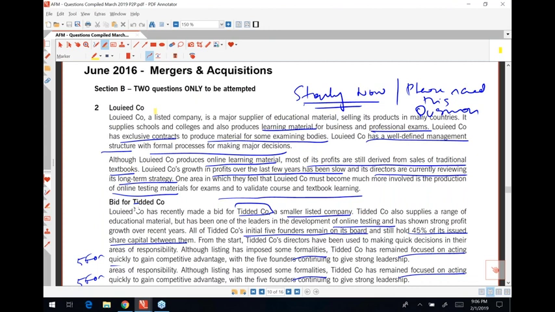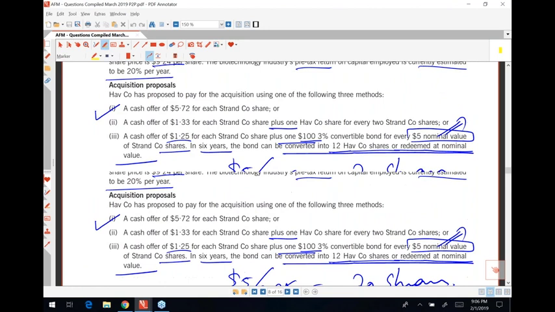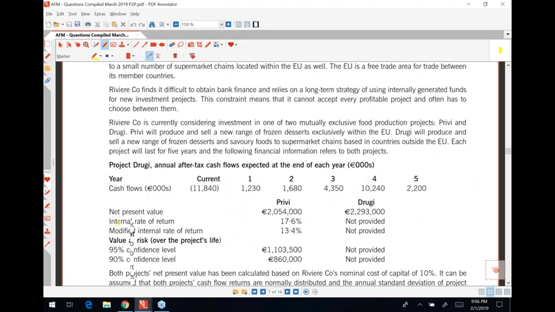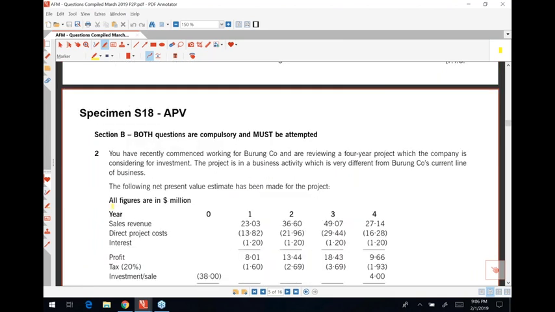So the first question that I would try to attempt today is this question of the specimen exam of September 2018. The name of the question is Burun Company. So I would try and attempt this question first. Let's start discussing what exactly is there in this Burun Company.